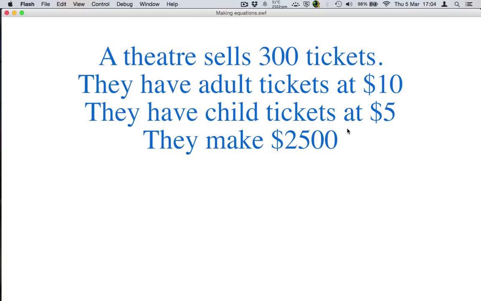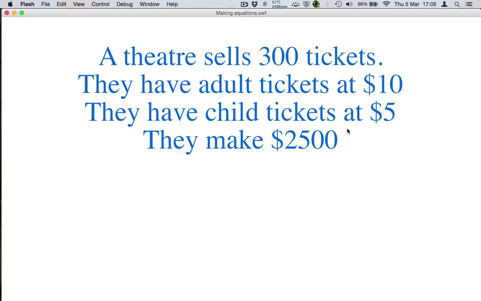Now, this is a very common simultaneous equation problem that requires you to construct 2 equations. Today, we're not going to solve this problem, but what we're going to do is construct the equations that allow us to solve the problem. So first of all, we need to find out what our variables are going to be counting. So let's start with the first thing.